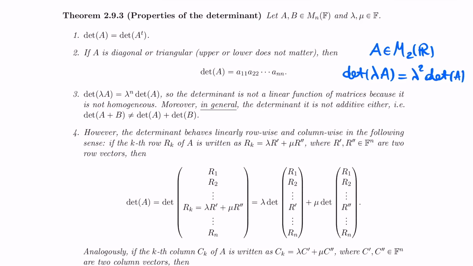So to resume, property 3 says that the determinant is not a linear function of the whole matrix. However, property 4 says that the determinant behaves linearly when it is considered row-wise or column-wise. Let's see what it means. If the generic kth row Rk of A can be written as lambda times R prime plus mu times R second, where R prime and R second are two row vectors, then the determinant follows this behavior.